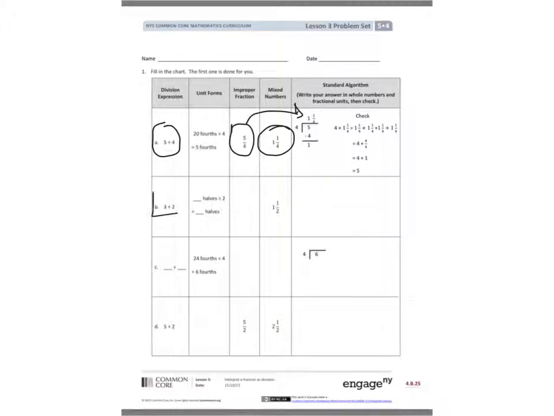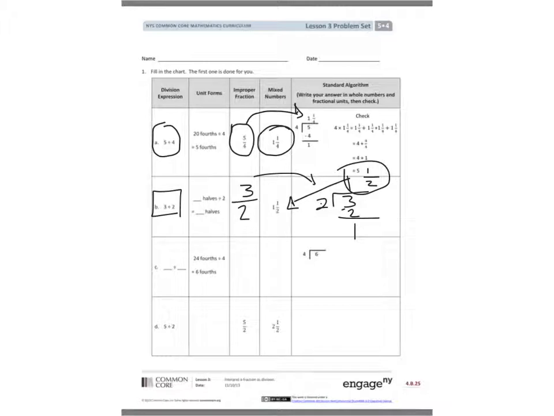In B, we have a division problem of 3 divided by 2, which means the improper fraction is 3 divided by 2. When we turn that into a division problem, how many 2's go into 3? 1. 1 times 2 is 2. 3 minus 2 is 1. So we have this remainder of 1, and that goes over 2. So that becomes our mixed number.